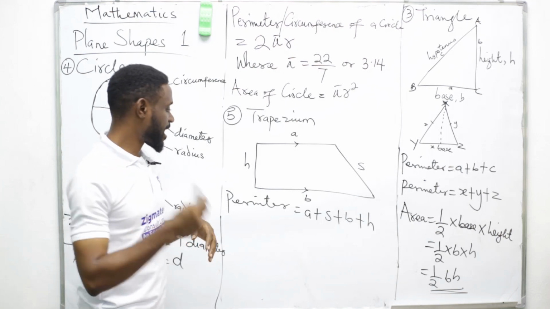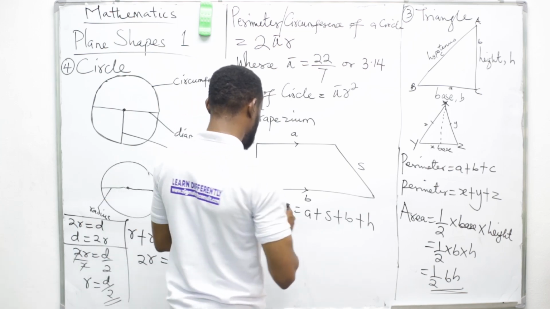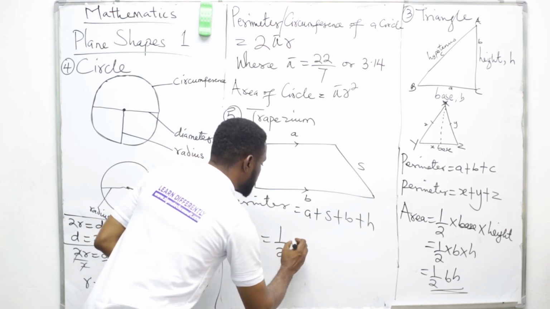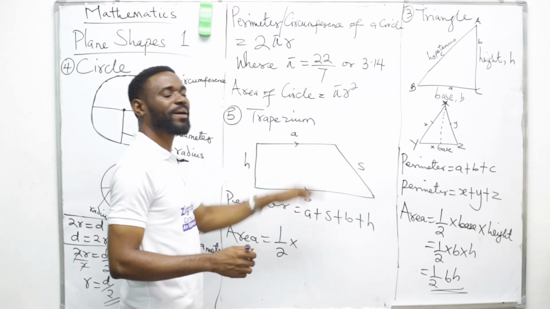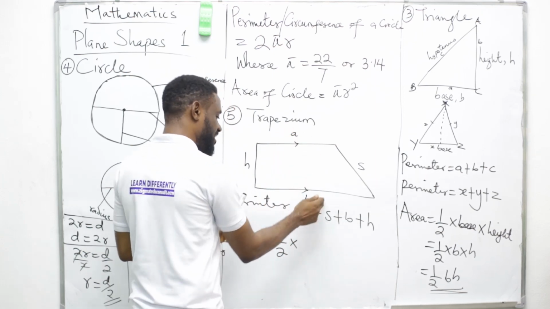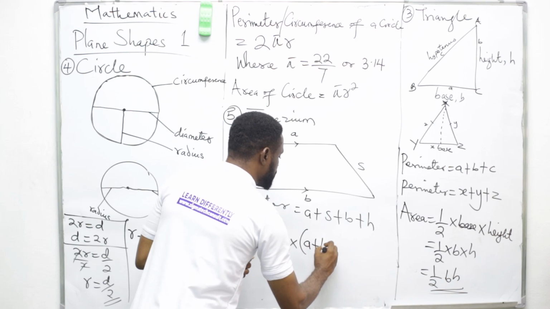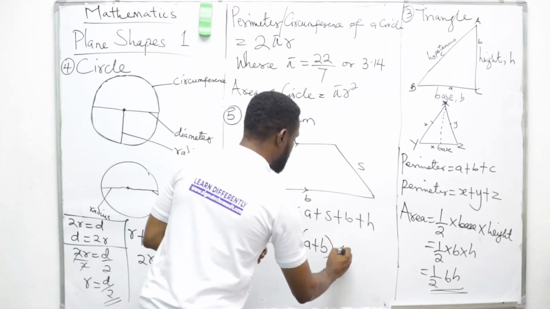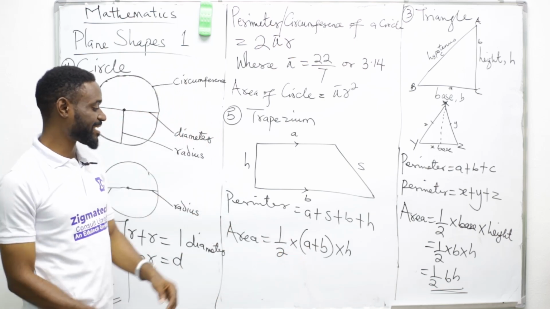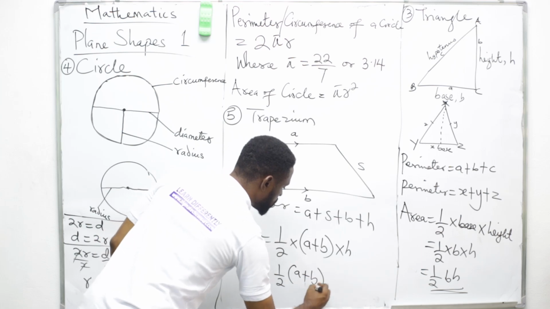But the area is a bit technical, but it's actually simple. Area is half times the sum of the 2 parallel sides. That is half times the sum of this side and this side, so the sum of A plus B times the height. Don't forget that. That is the formula for calculating the area of a trapezium. So this is equal to 1 over 2 into A plus B, times H.